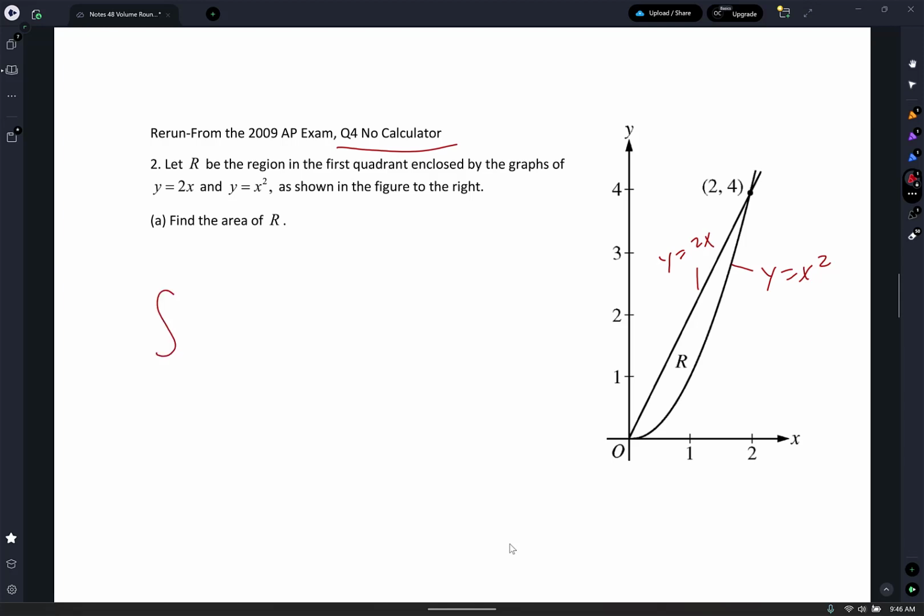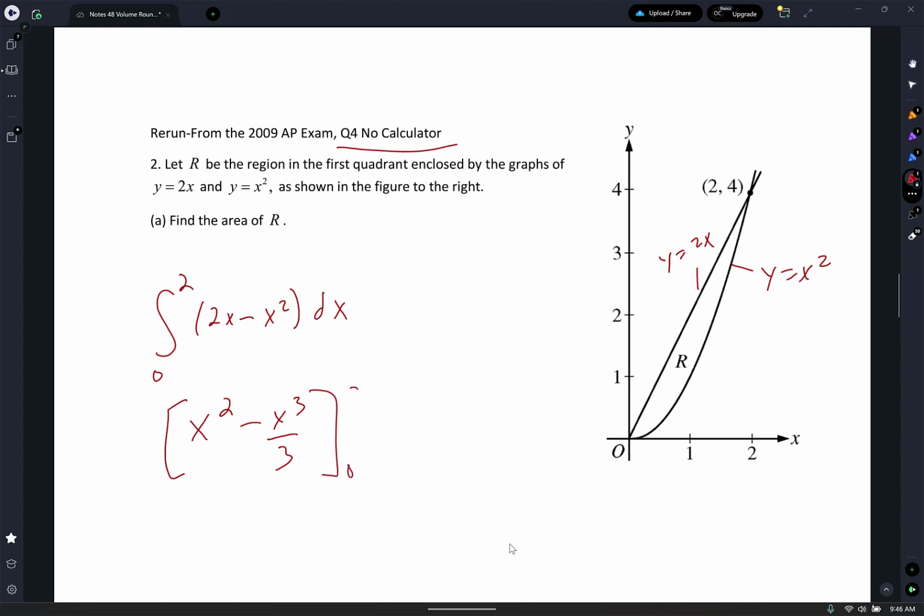So integral from what to what? 0 to 2. What curve's on top? 2x minus what curve's on bottom? Close it, dx. That's probably worth a point just doing that. And now let's do the antiderivative. What's the antiderivative of 2x? What's the antiderivative of x squared?